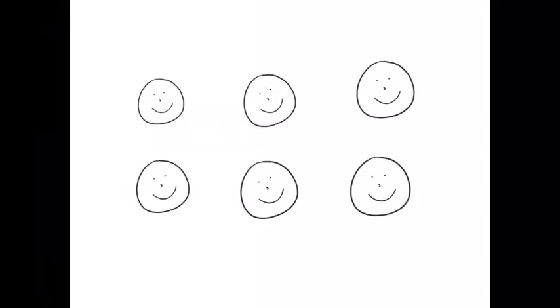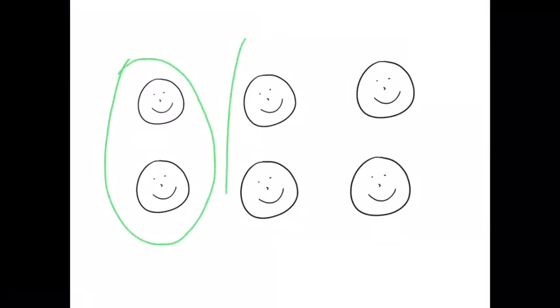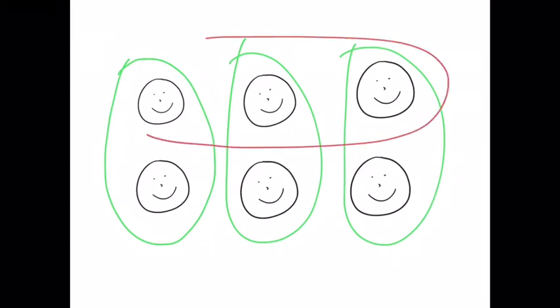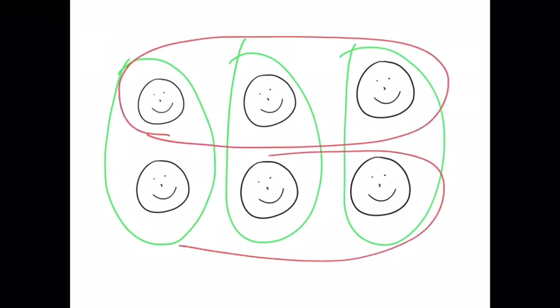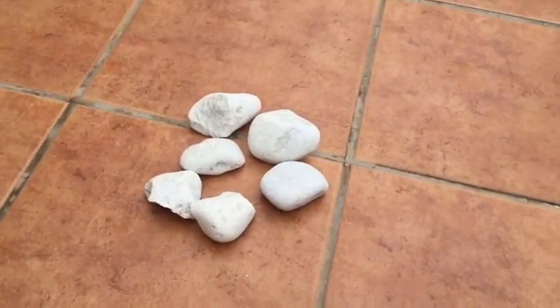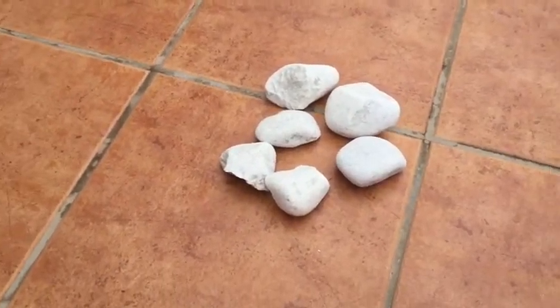So here we have 6 smiley faces, and I'm going to put them into equal groups. So first I'm going to put them into groups of 2, 2, and 2. Another way I could do it is I could put them into maybe groups of 3. Groups of 3 just there. So to make things more practical, I'm using rocks here, but you could use absolutely anything.